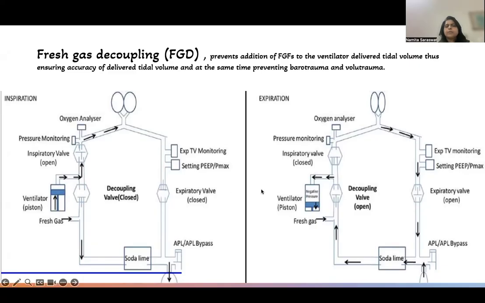However, what happens in expiration? In expiration, you can see the patient's lung is collapsed, and the expired gas is passing through the expiratory valve. What happens here? It will create a negative pressure in the ventilator piston and the decoupling valve is open. So the gas which was accumulated in the reservoir bag will now move here and will enter the ventilator just above the ventilator piston, and this gas will be utilized in the next cycle of inspiration to provide the precise tidal volume. This is the function of the fresh gas decoupling valve.